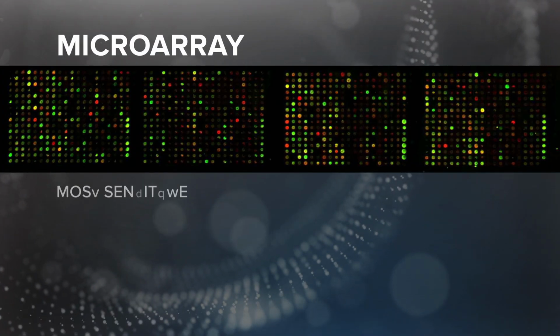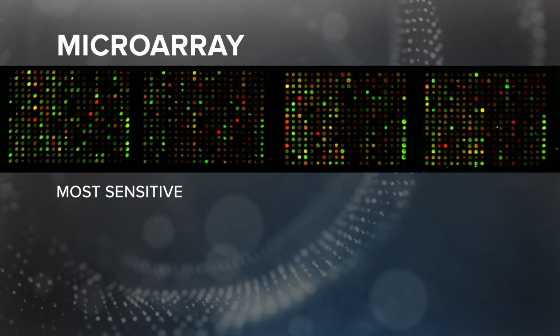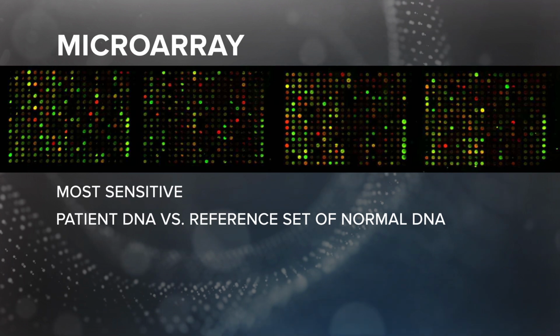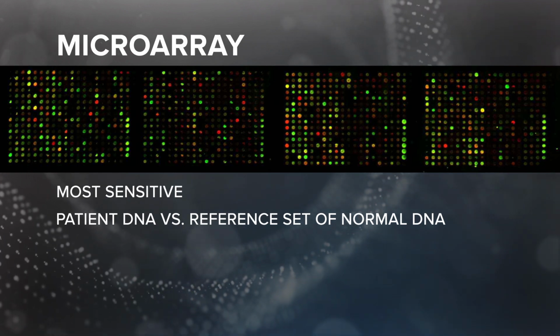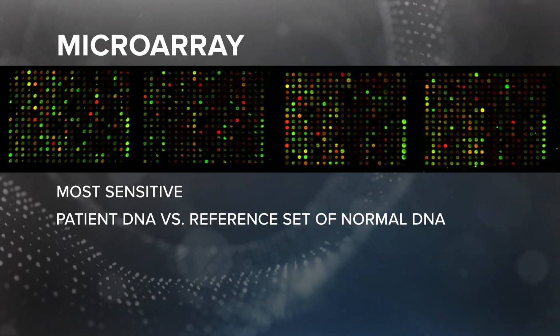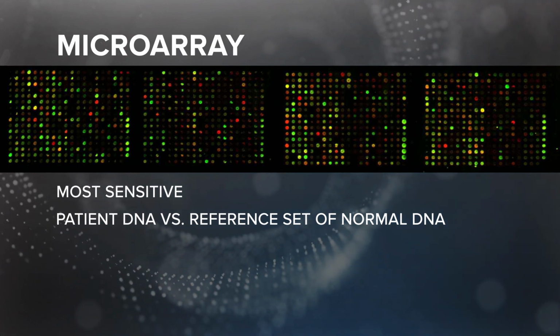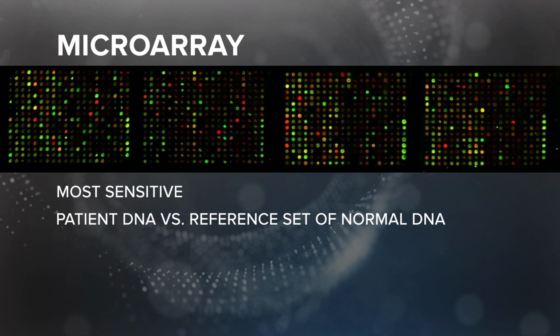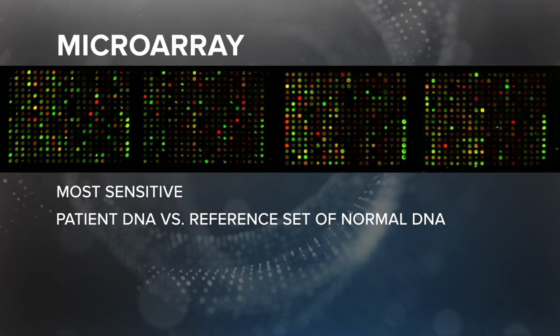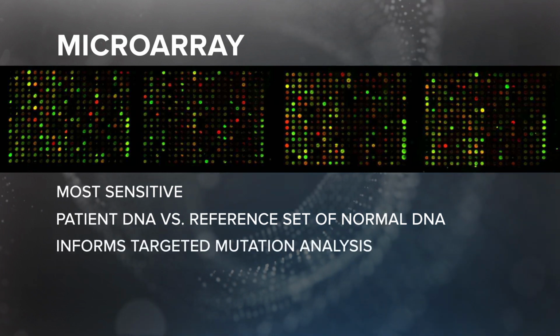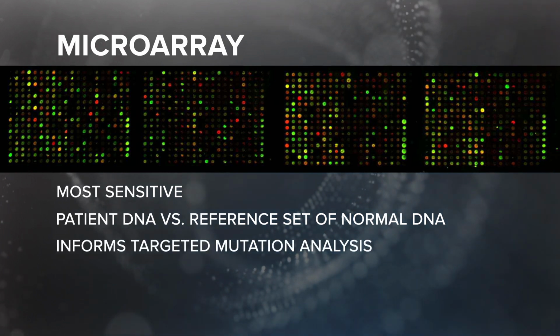Chromosomal microarray analysis is even more sensitive than either karyotyping or FISH. In this analysis, a patient's DNA is compared against a reference set of normal DNA. The different colored lights indicate where the patient DNA and reference DNA are the same and where they differ. The DNA is arranged in a specific pattern, or array, on a glass slide, so that any deviations from the reference DNA can be matched to the corresponding locus, or place in the genome. Targeted mutation analysis can then be performed on specific candidate loci.